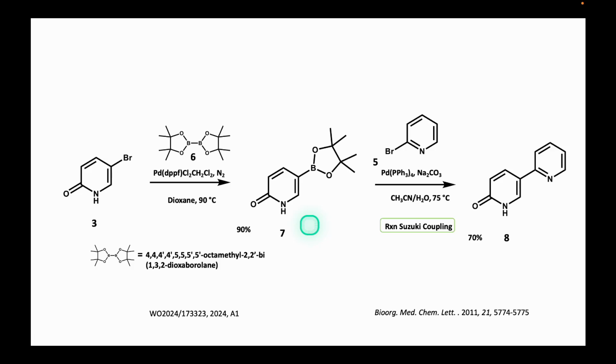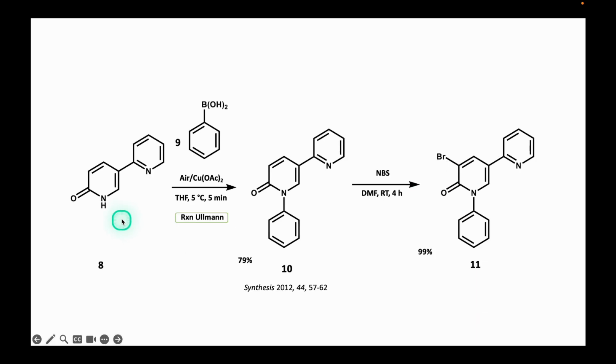Following this step, a Suzuki coupling reaction, which involves derivative 7 and the compound 5, is then carried out. This particular transformation is catalyzed by palladium-0. This reaction leads to the formation of pyridone 8.